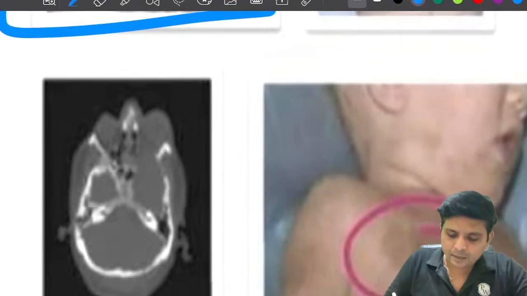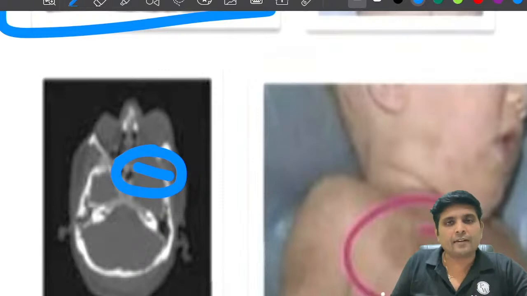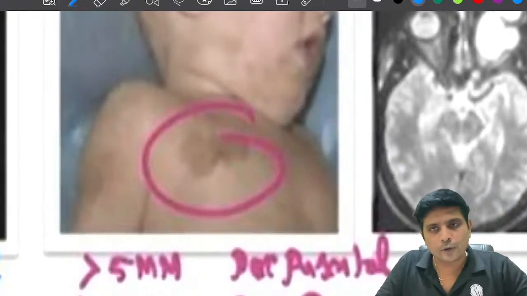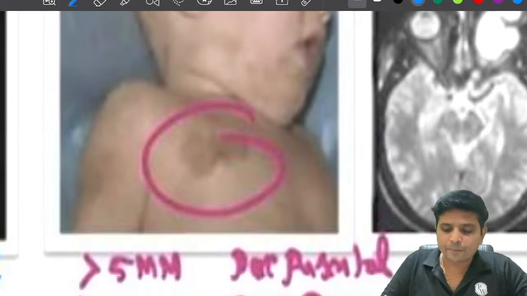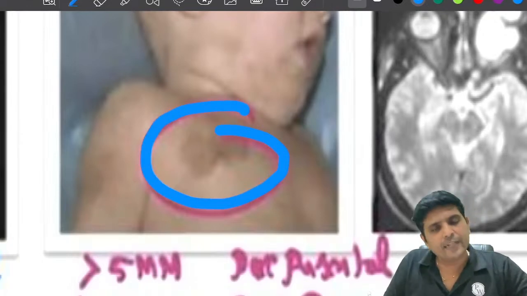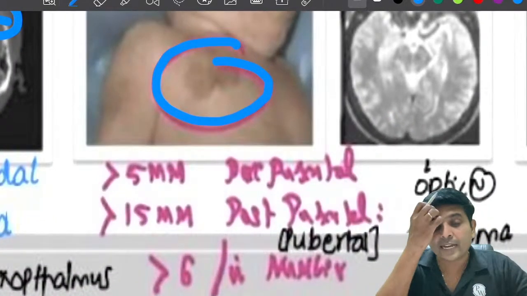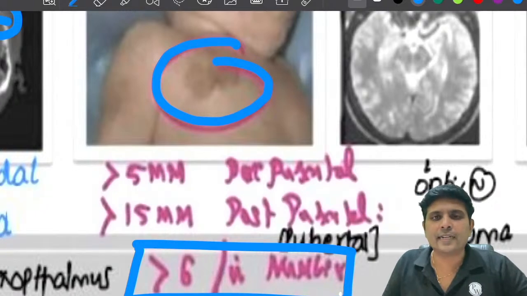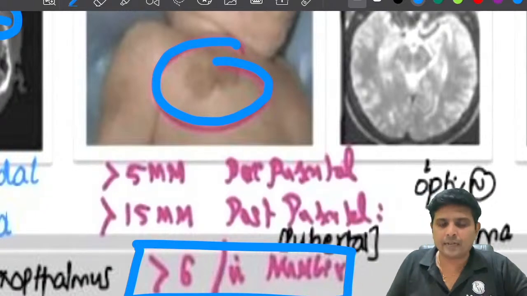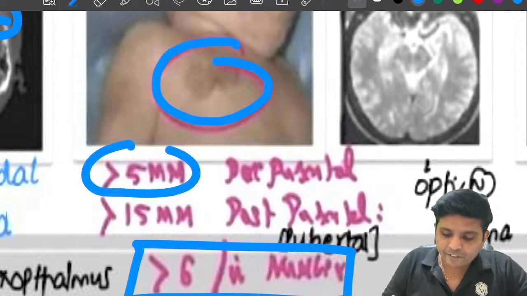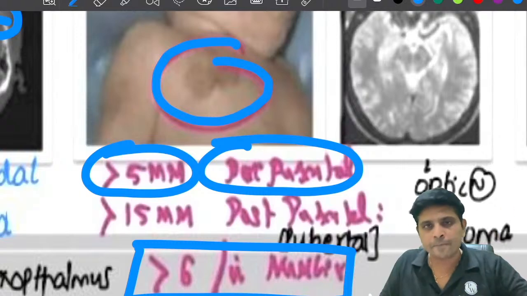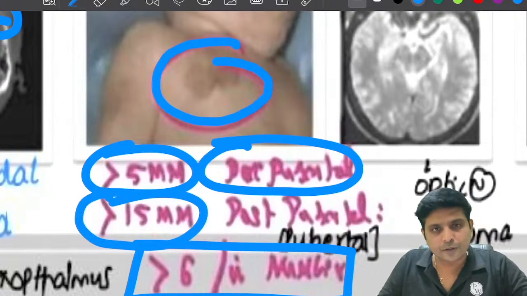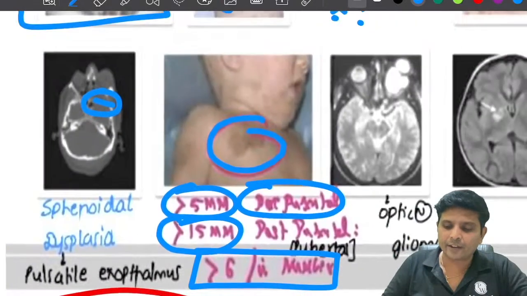What is there in this picture? Absence of sphenoidal bone, otherwise known as sphenoid dysplasia. And what is this? You all know that neurofibroma is characterized by the presence of brown macules, otherwise known as café-au-lait spots. These spots should be more than 6 in number to be considered pathologic, and in the prepubertal age they should be more than 5 mm, and in the postpubertal age more than 15 mm, to say it is significant.